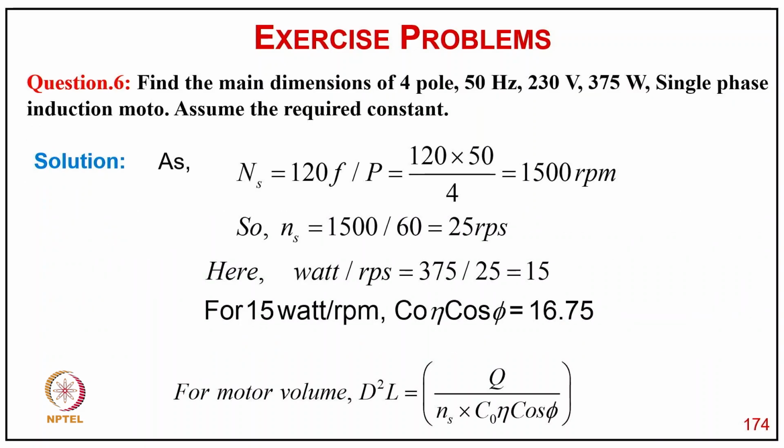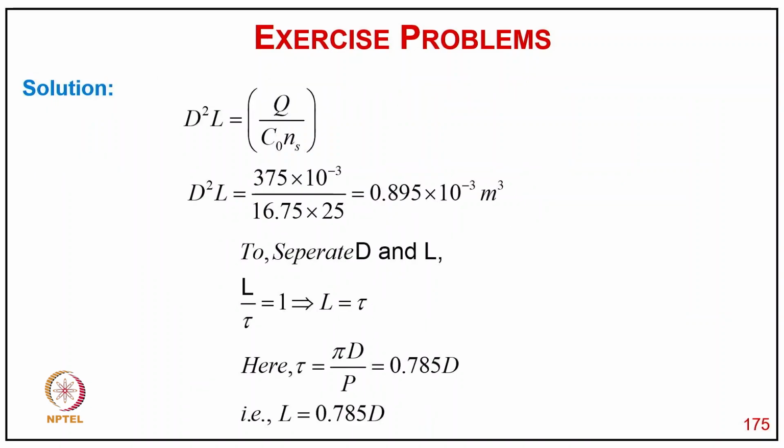Now question 6: find the main dimensions of a 375 watt, 230 volt single phase induction motor. Assume the required data. Ns equals 1500 rpm, and in rps it comes to 1500 by 60, so 25 rps, and watt per rps is 375 by 25, that is 15 watt per rps. Cos phi is 0.75. So now you can call it D square L equals Q upon C0 Ns eta cos phi. So D square L equals Q upon C0 Ns. Putting the values here, D square L comes to 0.895 into 10 to the power minus 3 meter cube.